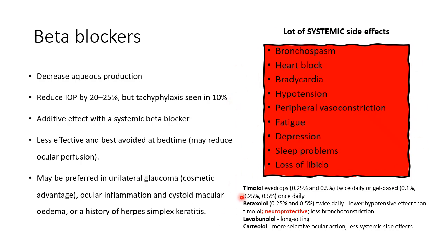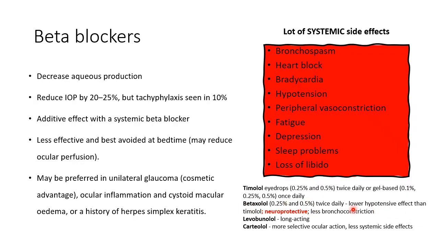Names and concentrations of these drugs have to be remembered. So timolol is beta 1, beta 2, it's basically a non-selective one. The most commonly used concentration is 0.5% given twice daily. Gel-based preparations for one's morning dose are also available. Betaxolol is also twice daily.